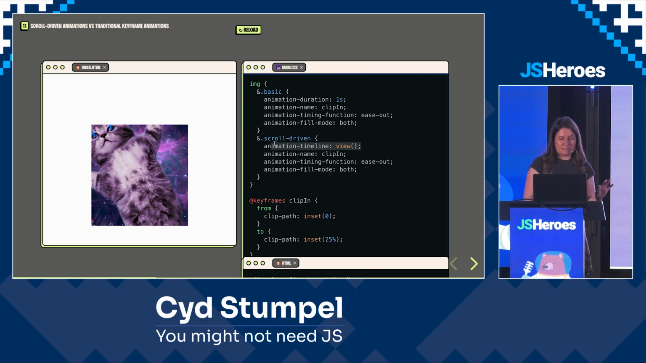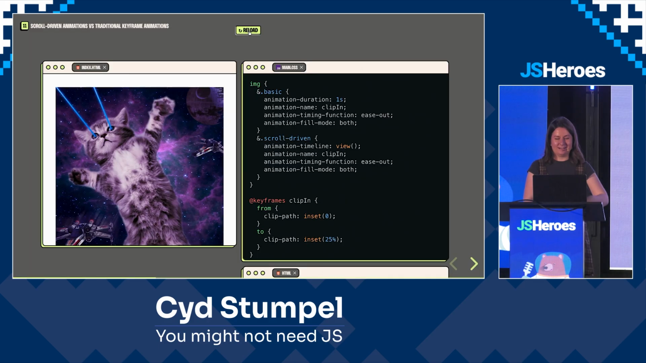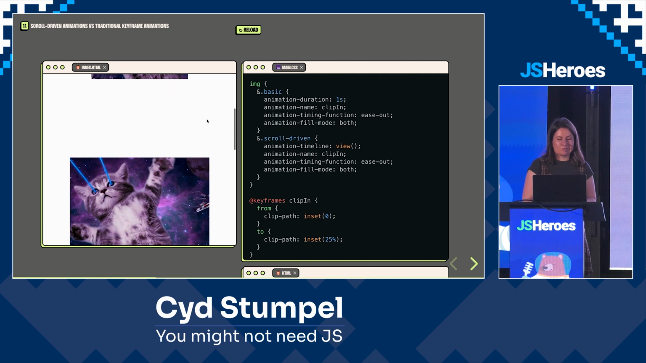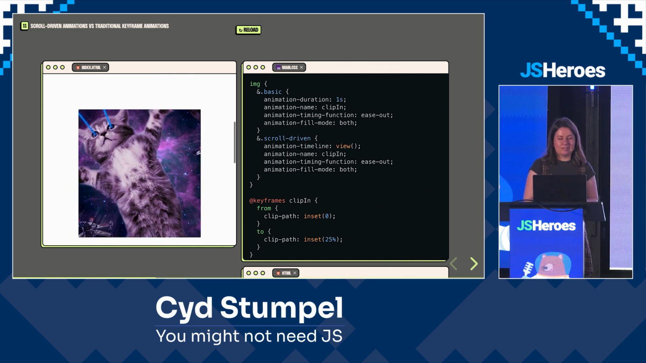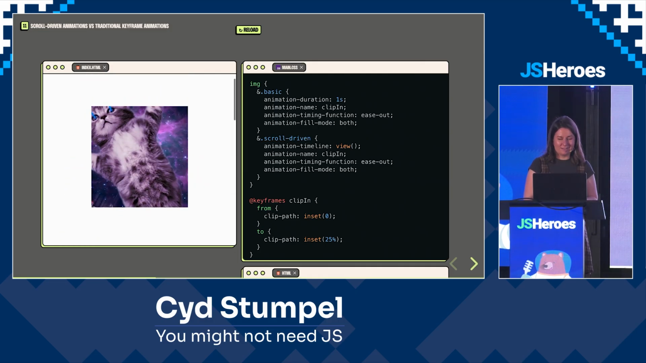The animation is completely the same, but you will notice that I've written out all the animation properties instead of using the animation shorthand, because animation timeline is not supported in the animation shorthand yet. So good to know. We have the basic animation on top, and then we have a scroll-driven animation, so I can go up and go down. It doesn't really matter. It just keeps on giving.